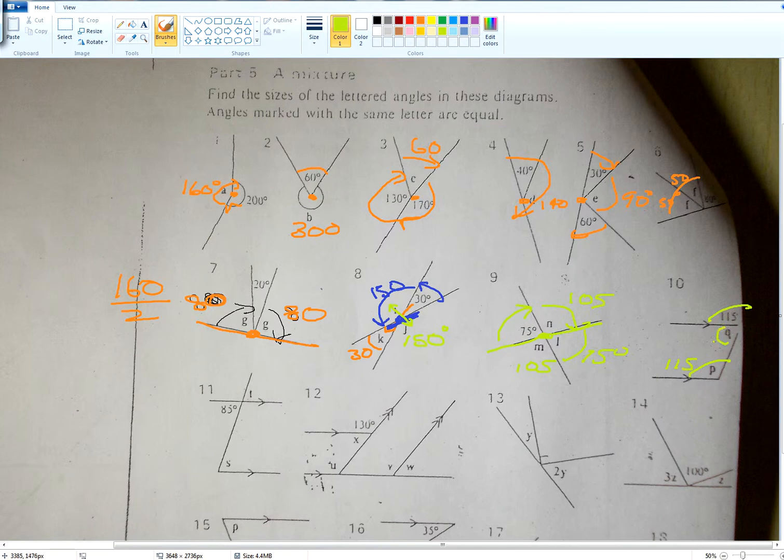These two add up to 180, and 115 and Q. So what will that give you? 65.